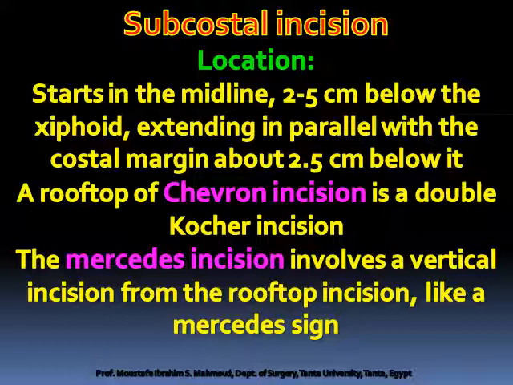Its location starts in the midline, 2 to 5 centimeters below the xiphoid, extending in parallel with the costal margin, about 2.5 centimeters below it. A rooftop or chevron incision is a double Kocher incision. The Mercedes incision involves a vertical incision from the rooftop incision, like a Mercedes sign.